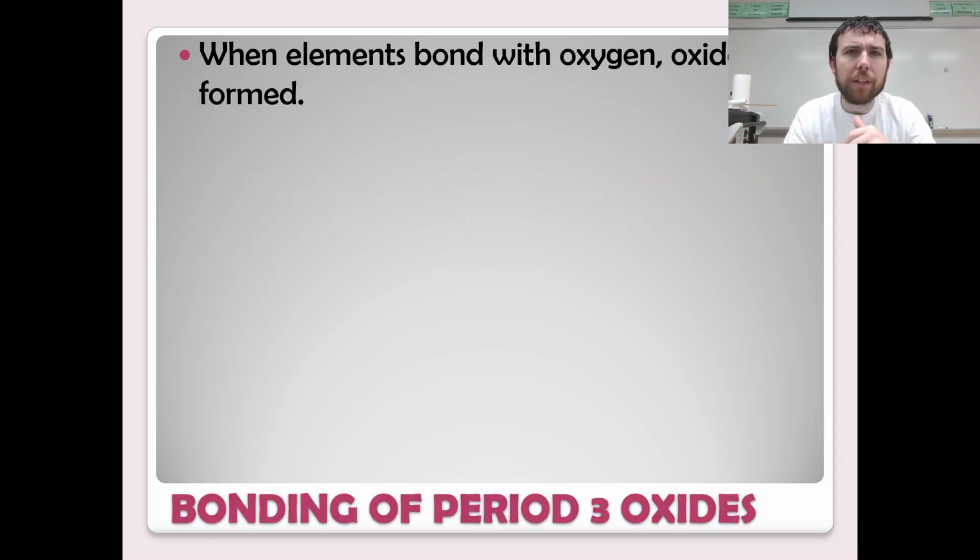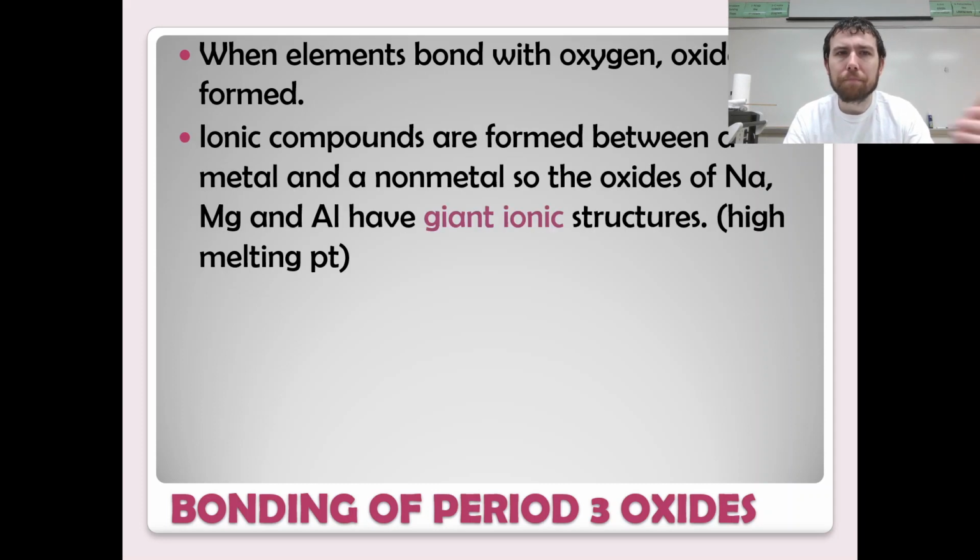So the first thing that we're going to note is that when an element bonds with oxygen, oxides are formed, right? That makes sense. Whether it's a metal that's bonding with oxygen or a non-metal bonding with oxygen, you get some sort of compound that's called an oxide, right? So there's no surprise there.